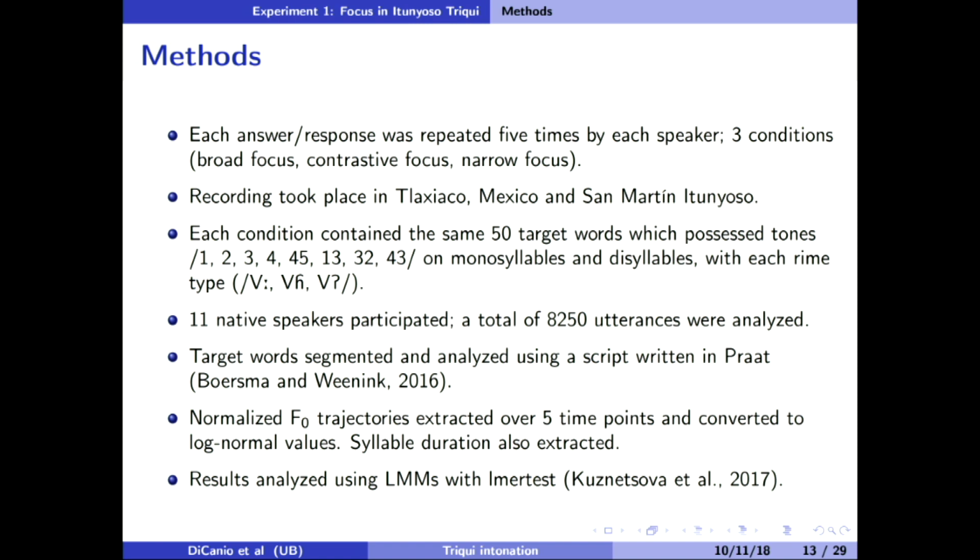We had 11 participants and a total of 8,250 utterances, which we segmented and analyzed in Praat with a script. There were normalized F0 trajectories, for which we took 5 time points out of each syllable and converted them to log values, in addition to taking syllable duration data. And this was all analyzed using a linear mixed effects model with lmerTest.